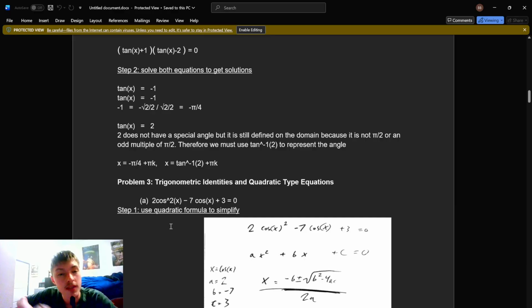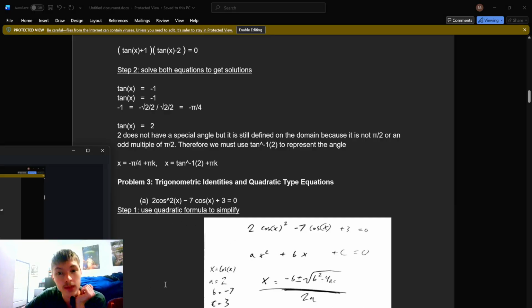The second possible solution is tan angle equals 2. 2 does not have a special angle, but it's still defined on the domain because it is not pi over 2 or an odd multiple of that. Therefore, we have to use the inverse. We use tan inverse 2 to represent the angle.